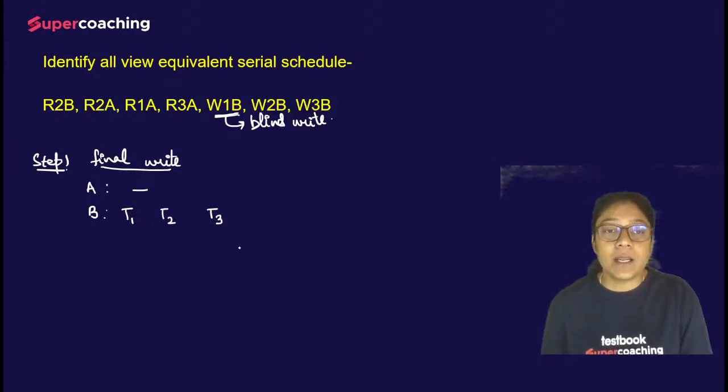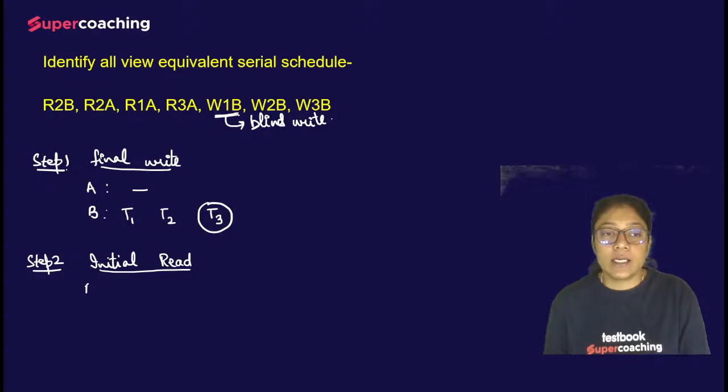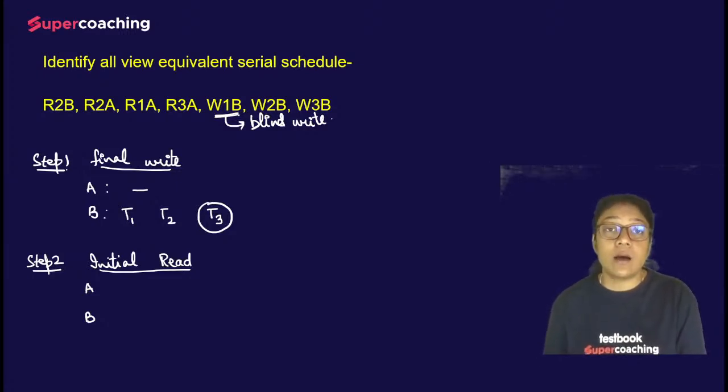यानी कि end पे किसने value को write किए? It's the transaction T3. Step 2: check for the initial read. So again, we'll check for both the data items, data item A and data item B. Who is reading the value? Initial read means reading the value from the database. It's not getting the updated value.